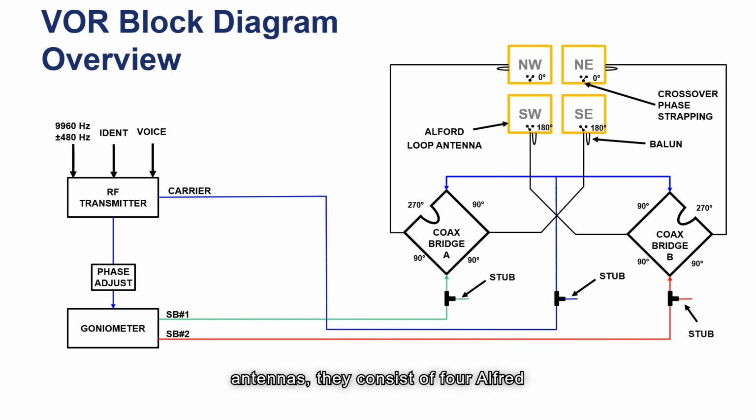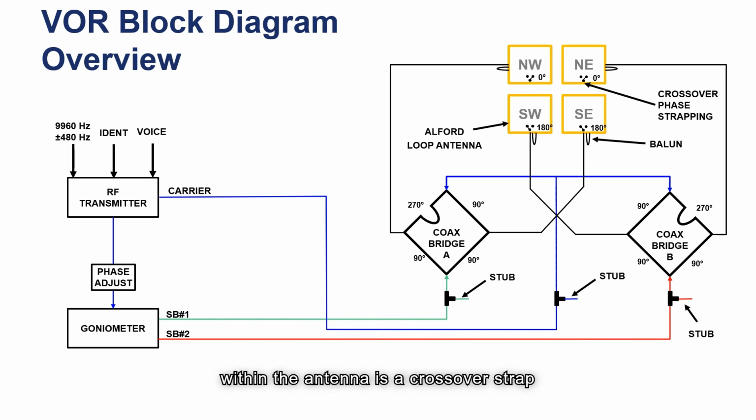As for the antennas, they consist of 4 alpha loop antennas in yellow, and they radiate the various RF inputs, creating this VOR radiation pattern. There are additional stubs that act as a capacitive section of coaxial line for maximum transfer of energy, or in other words, impedance matching. We also have baluns, which are transformers that transform an unbalanced transmission system to a balanced antenna system, again for more impedance matching.